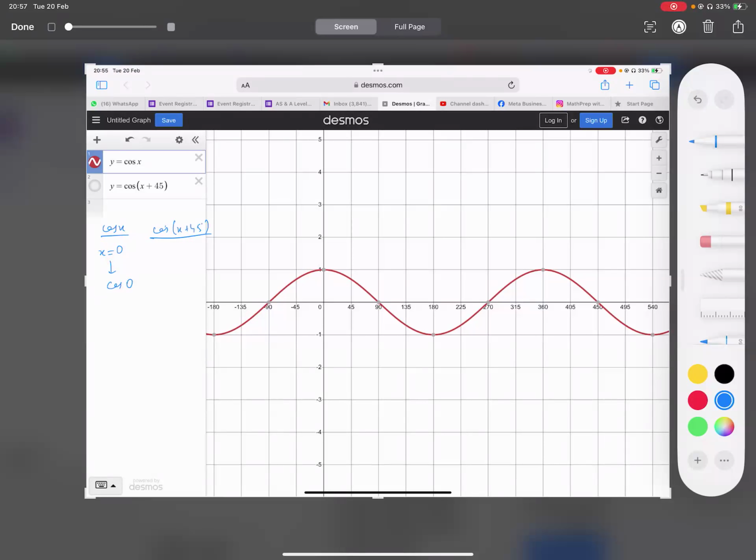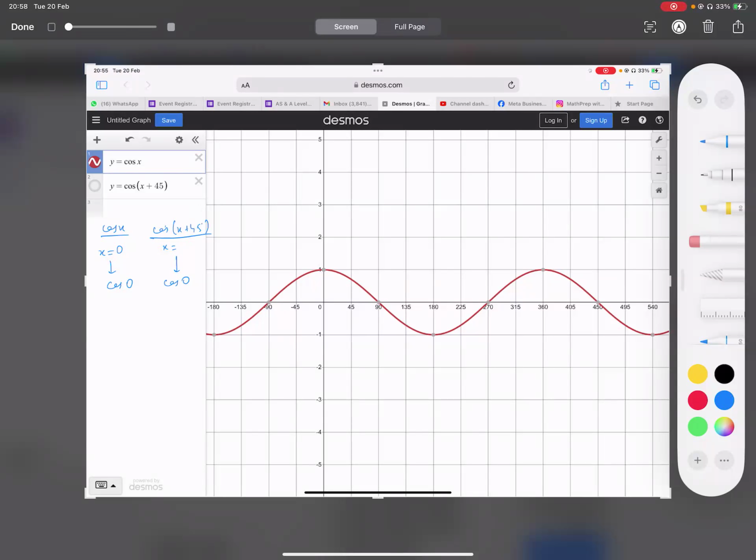Right? If I input x equal to 0, this results in cos of 0. Now, if I want the same result from the second function, what value of x would I need to input there? From the original function, if I input x equal to 0, that gives me cos of 0. Y turns out to be cos of 0 in that case, right? What if I want the same value of y from the second function? What value of x would I need to input there to get cos of 0?